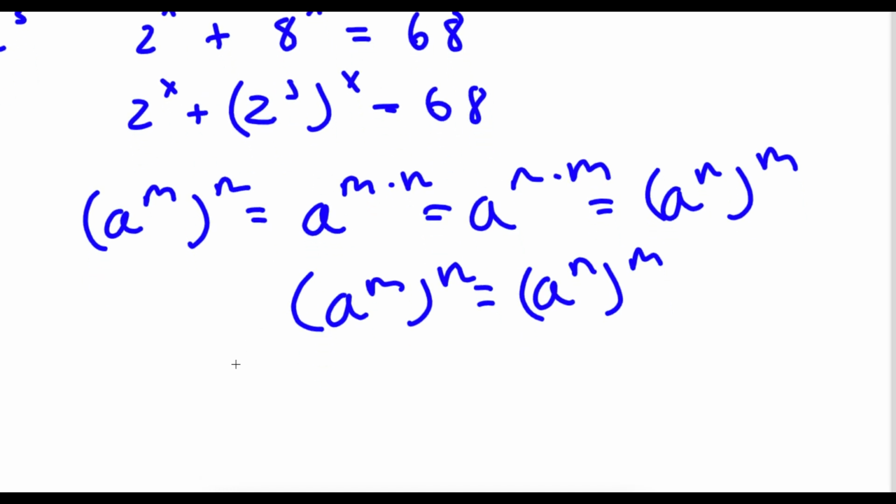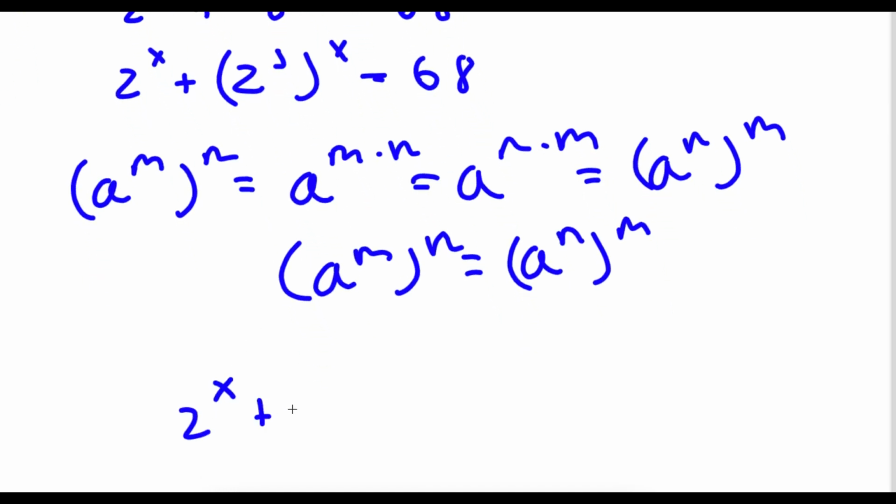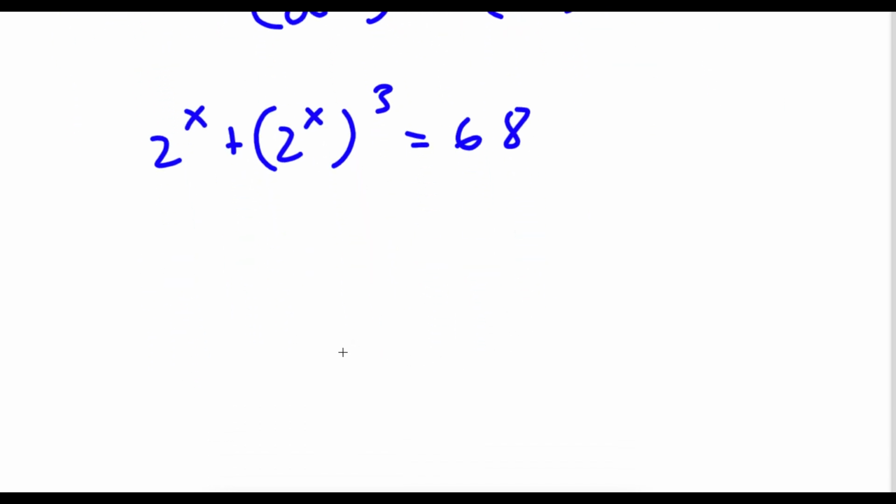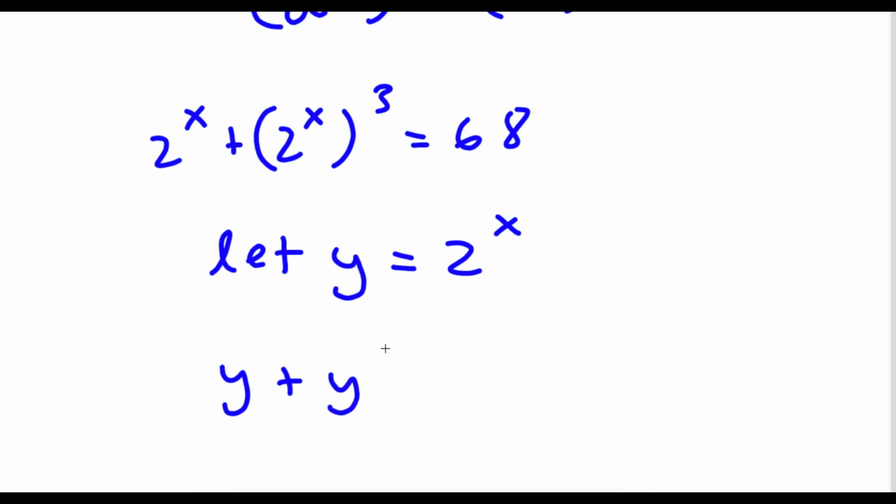So 2 to the power of 3 to the power of x, I'm going to rewrite as 2 to the power of x to the power of 3. This is equal to 68. Now I'm going to let the variable y equal 2 to the power of x. So now if I replace 2 to the power of x with y, I get y plus y to the power of 3 is equal to 68.